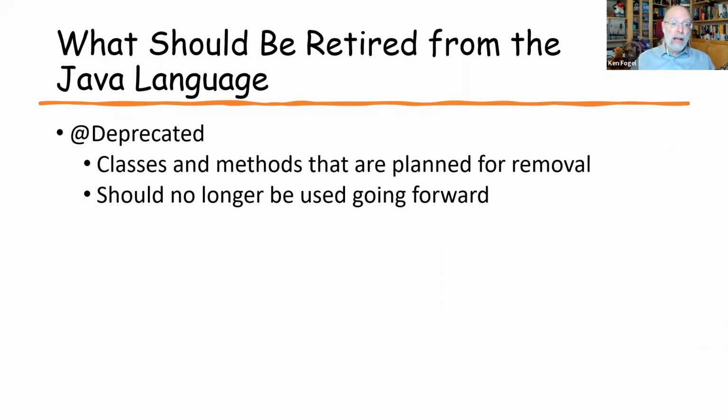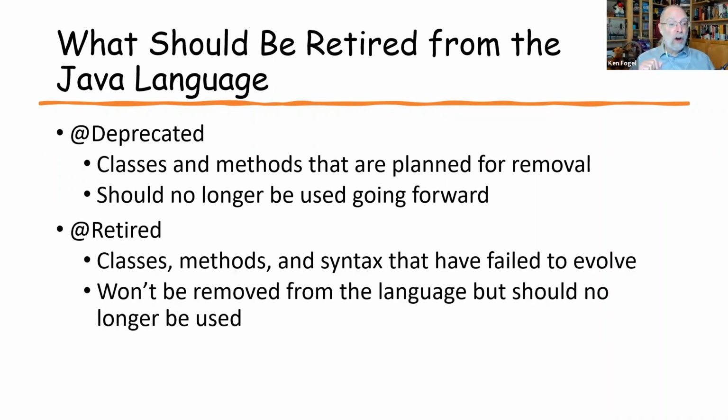Now, what I'm presenting is a new annotation that I've called @retired. It does not exist. Do not try and use it. You'll get strange error messages. But as I said at the beginning, I'm interested in approaches, classes, methods, even syntax that have pretty much remained unchanged since version 1 of Java, yet have been superseded by newer techniques, newer classes. And so that's what we're going to talk about.